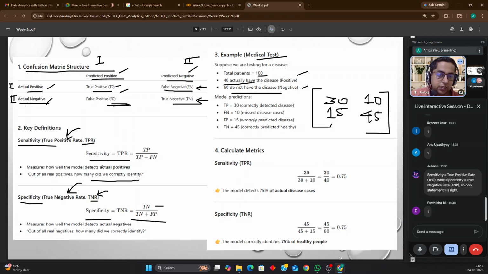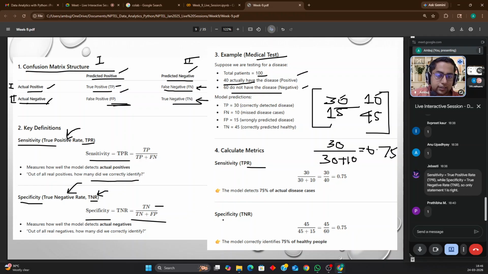Now you try to calculate various metrics. For example, sensitivity, if you want to calculate, how will you calculate? It will be 30 divided by 30 plus 10. Sensitivity from a confusion matrix: you will identify what is true positive. True positive is 30. 30 divided by 30, this term, plus this term, 30 plus 10. So it will be 3 by 4. 3 by 4, how much is it? 0.75.